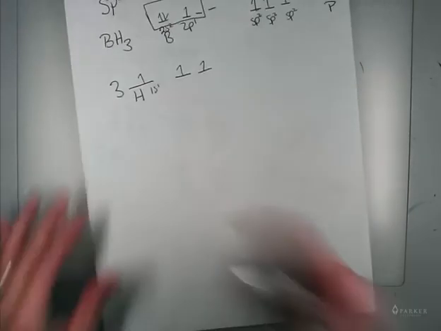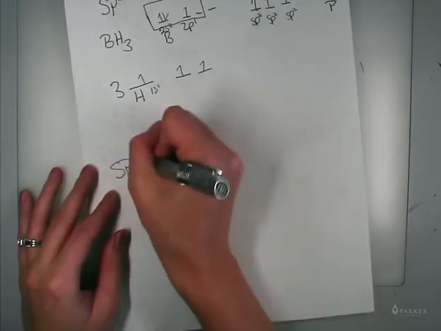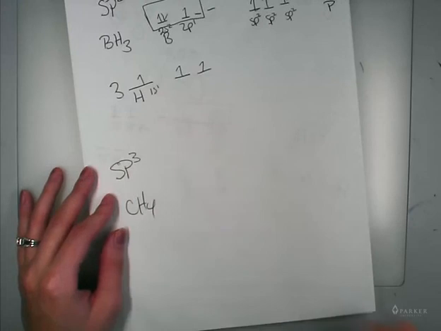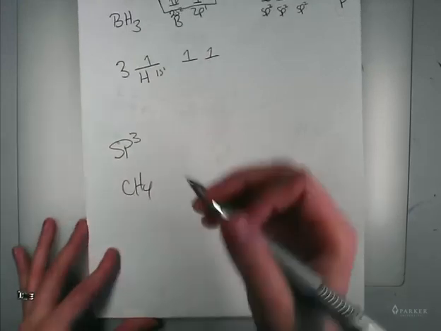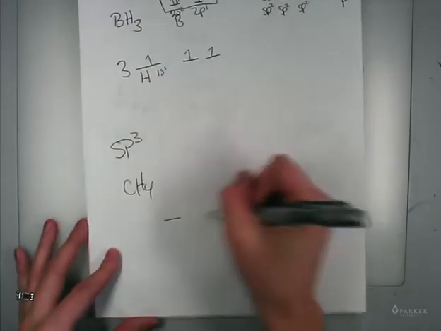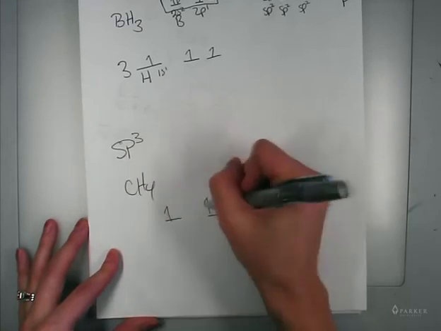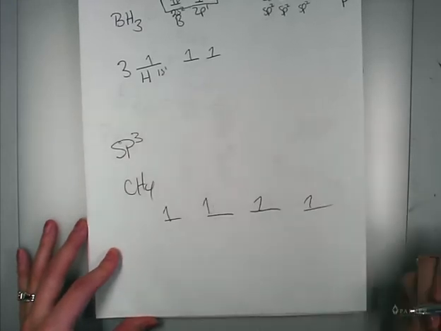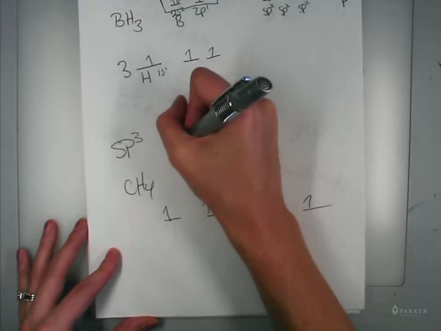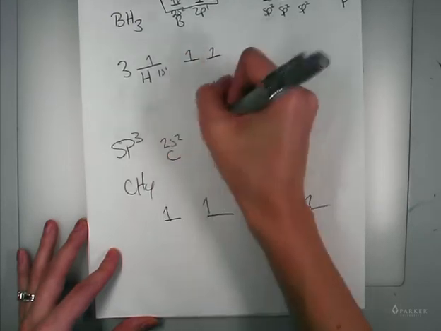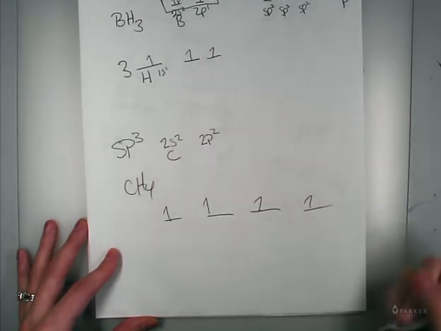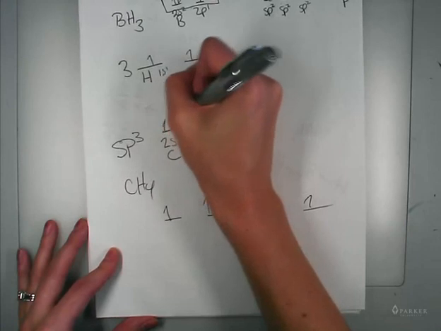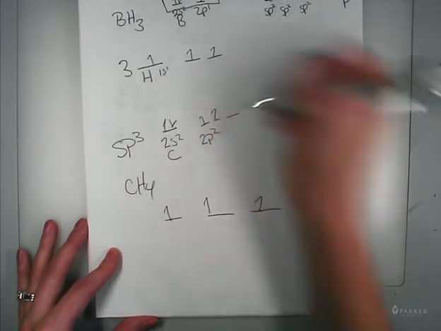So let's go to the last one, which is SP3, like CH4. So I have my 4 hydrogens. I'm just going to draw them really quick like that, 1 unpaired arrow each. Carbon, 2s2, 2p2.